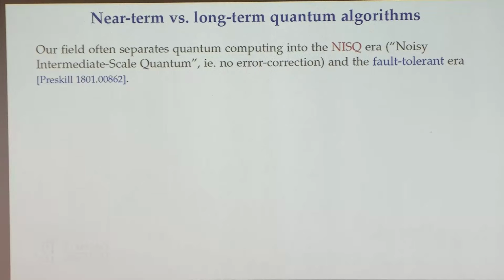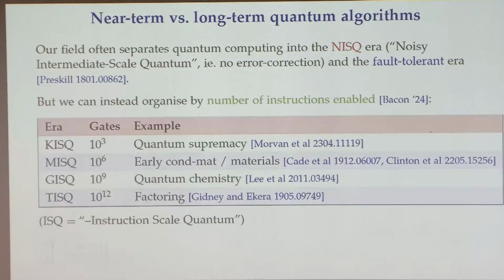So people say, okay, we're in the NISQ era now, and we're perhaps just entering into the fault-tolerant era now, as we've heard in this workshop, and we're going to be in the fault-tolerant era in the future as well. But I actually quite like a proposal from Dave Bacon earlier this year, which I'd like to promote to a slightly broader audience. Rather than this divide between NISQ and fault-tolerant, we can have something a bit more fine-grained.